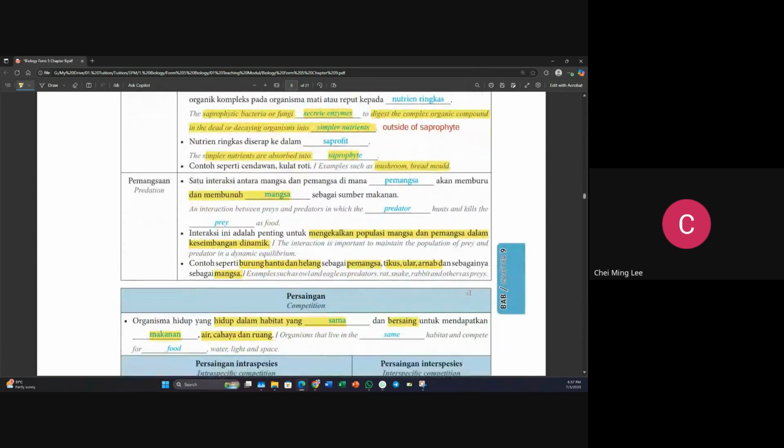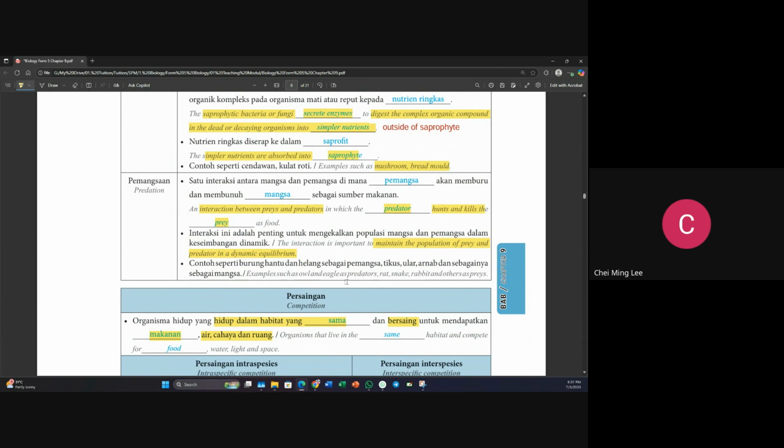Next, predation. This one should be the easiest one that you can see. It is the interaction between the prey and predator, where the predator hunts and kills the prey as food. So this interaction is important. Why? This is to maintain the population of prey and predator in a dynamic equilibrium. You can't keep growing and growing. If you keep growing, the ecosystem will be disrupted.